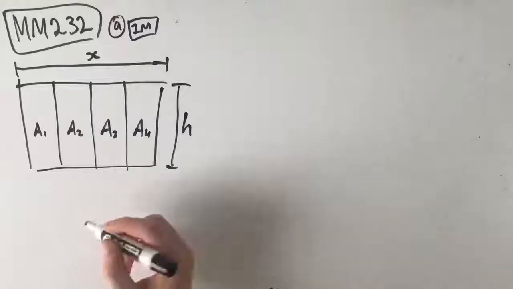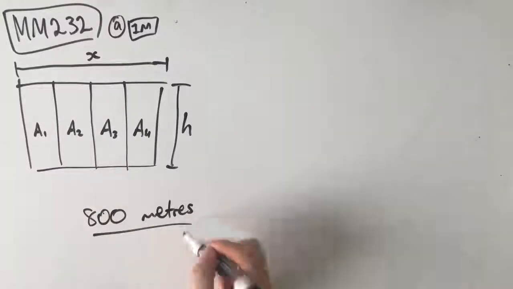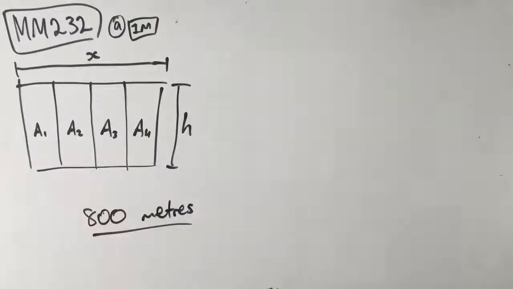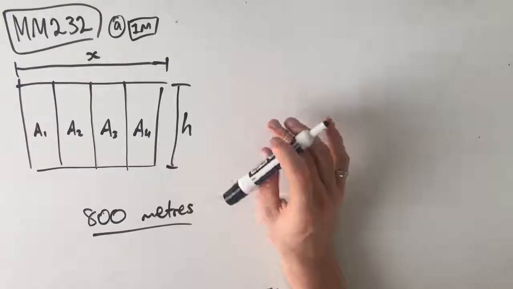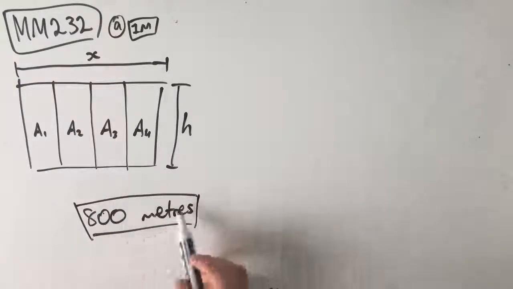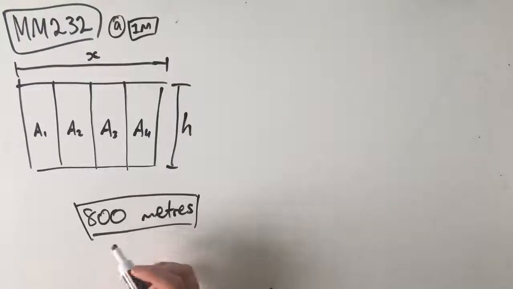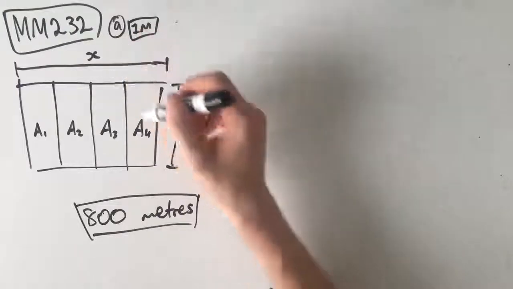She has 800 meters of fencing available. So we know that there's 800 meters of fencing. That's important. Part A asks us to find an expression for H in terms of X. All right, awesome. So whenever we get given a question like this that gives us a set value for something, whether that's perimeter or volume or area, we're going to need to use that to relate these two variables together.